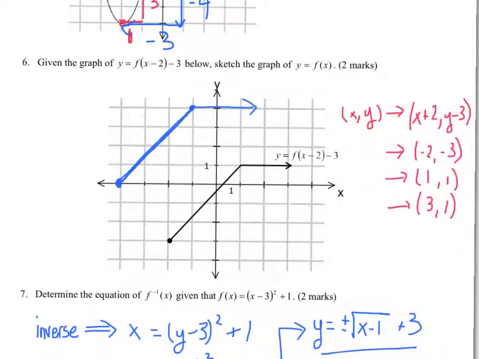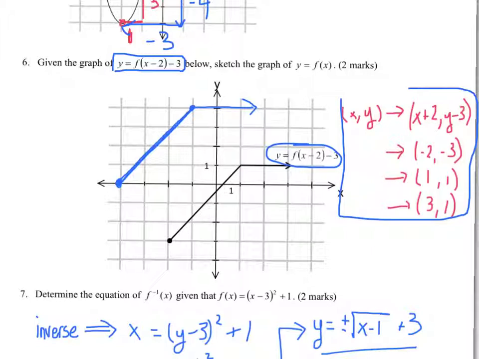Given the graph of, this is a good one. Given this transformed graph in black, sketch the original graph. Okay, so the transformed graph is the one that's given. It's over here. And so I just made this little table to think about things. I don't know if this is the right approach, but it seemed good to me.